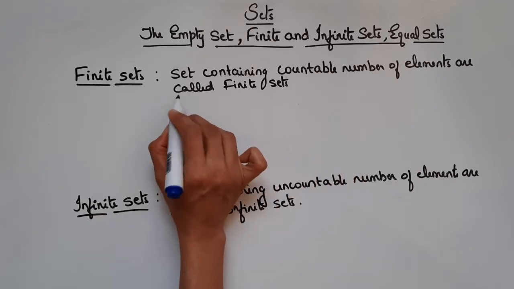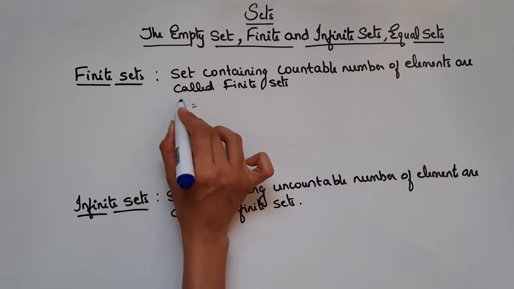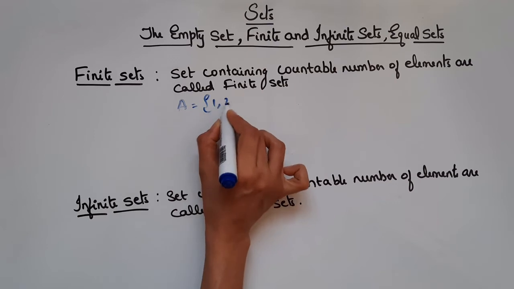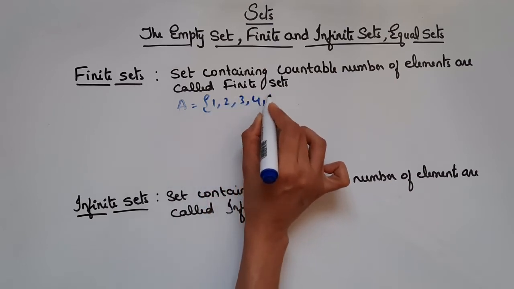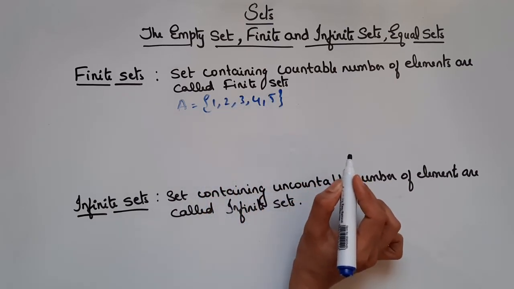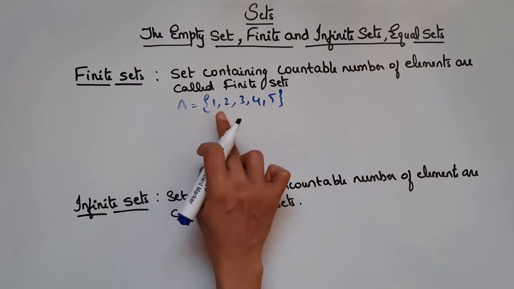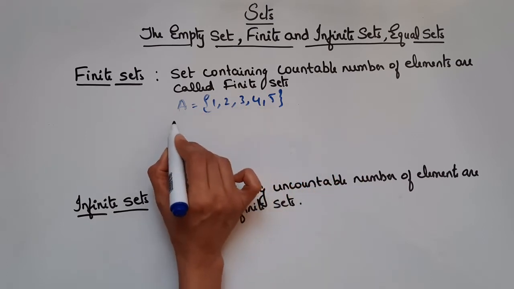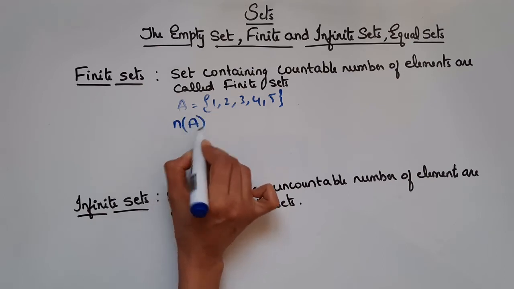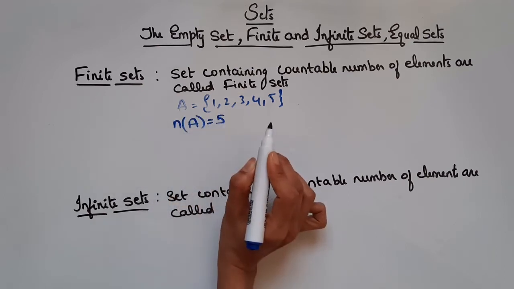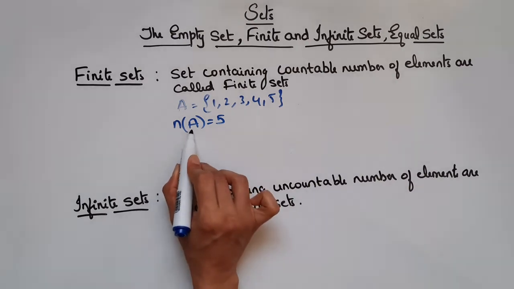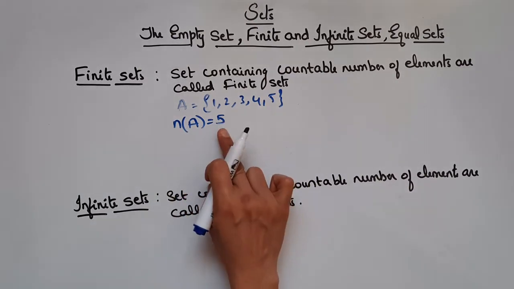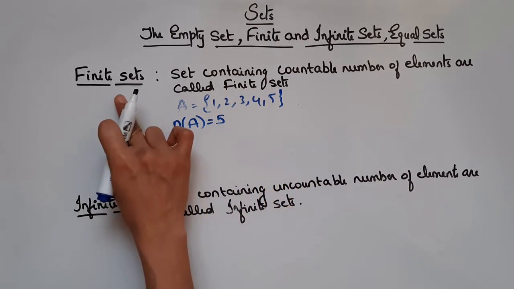Say for example, we have a set A where A is {1, 2, 3, 4, 5}. So the number of elements in set A is 1, 2, 3, 4, 5. We can count these elements, right? So how do you write that? Number of elements in set A is 5. This is how you write it. So here you can count the elements. So therefore it's a finite set.